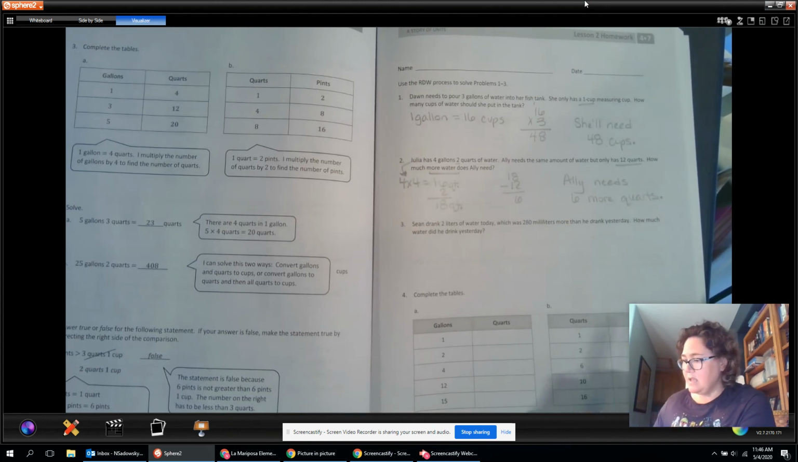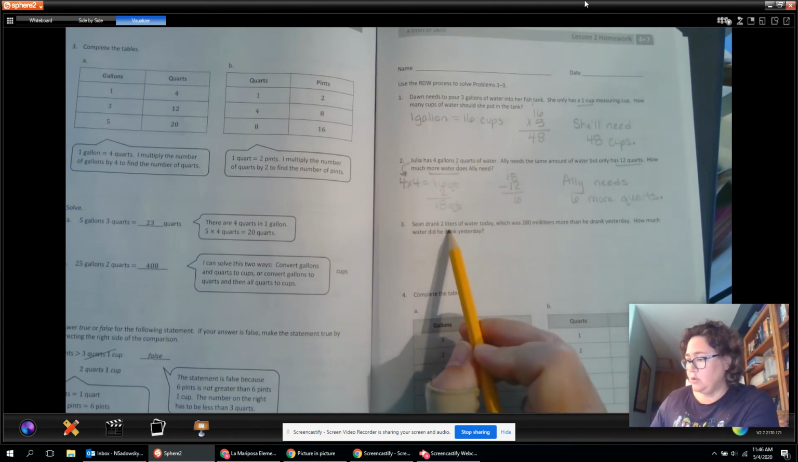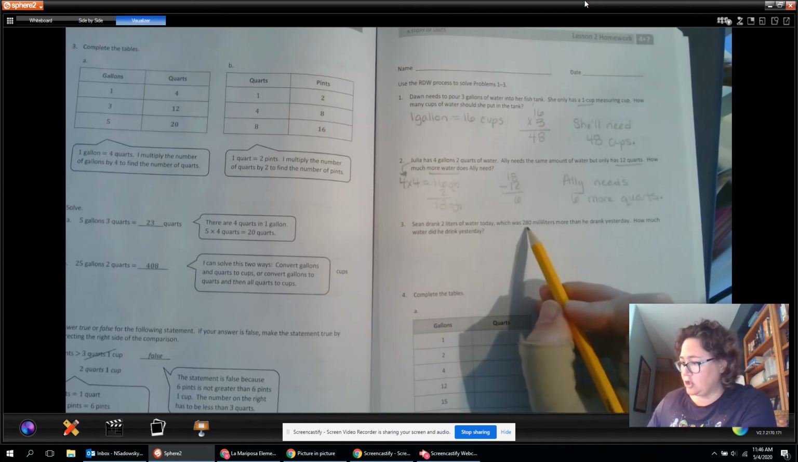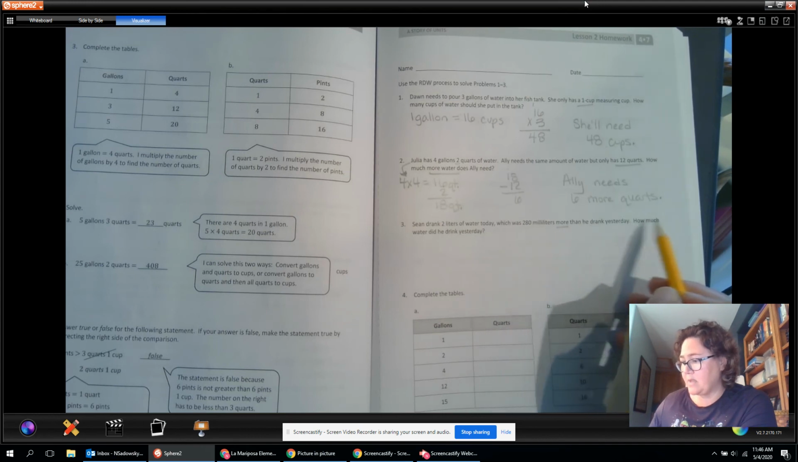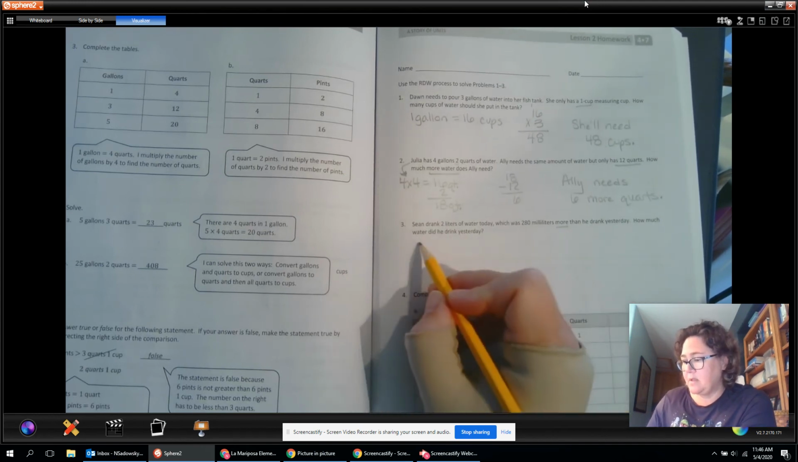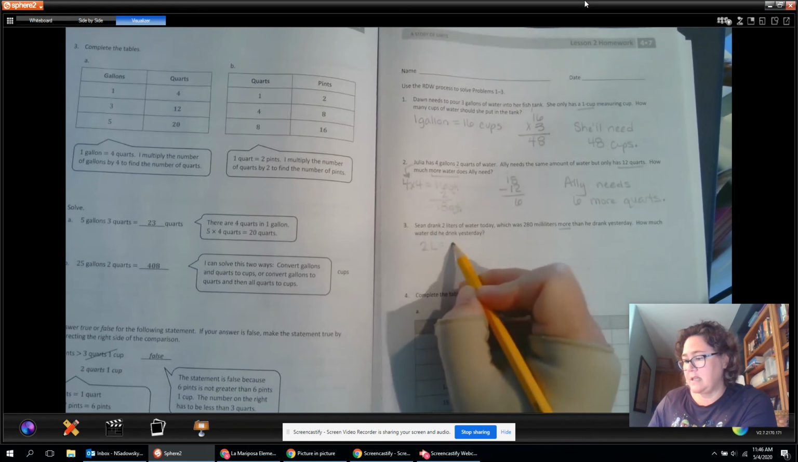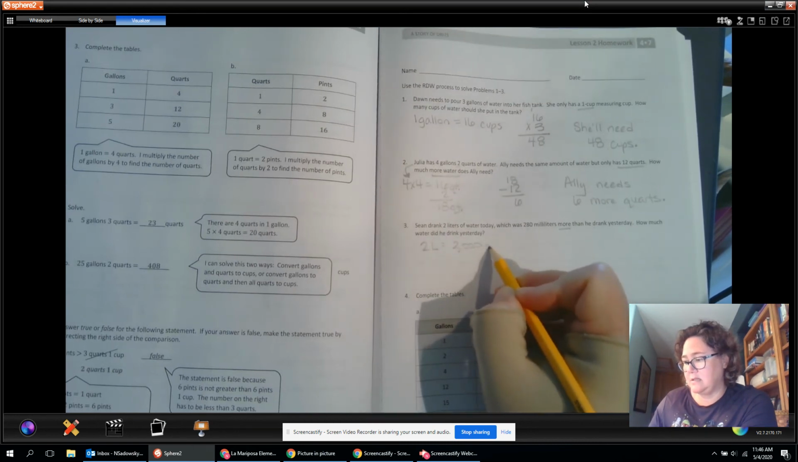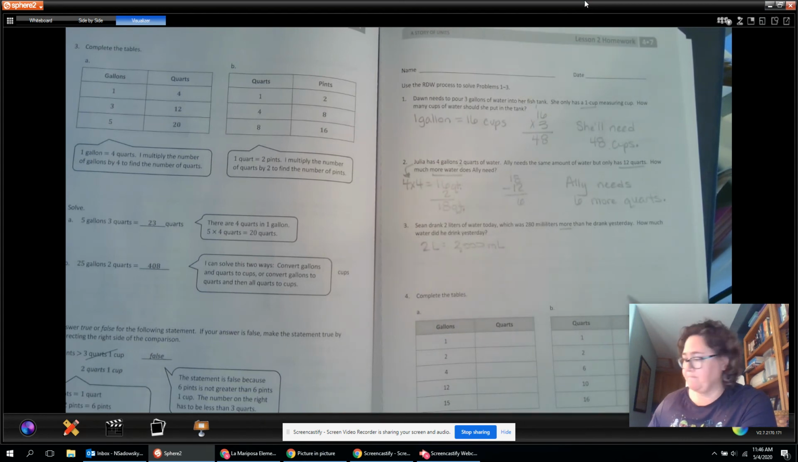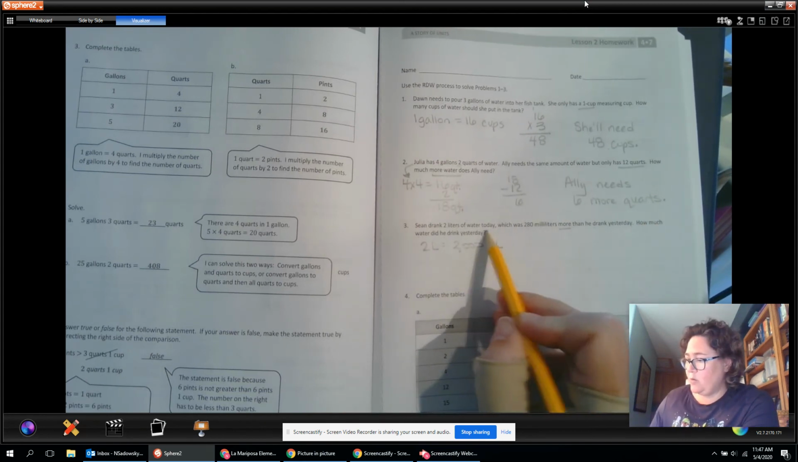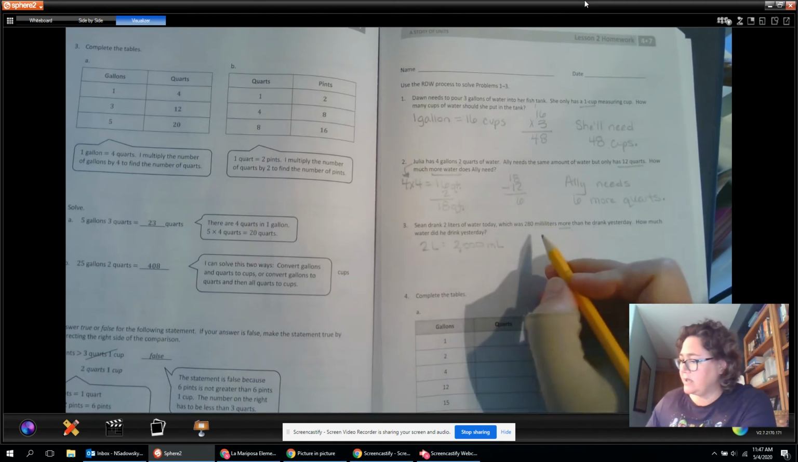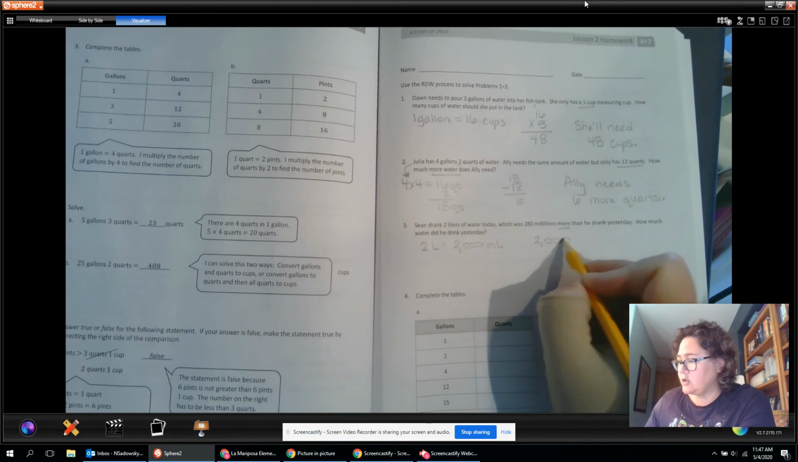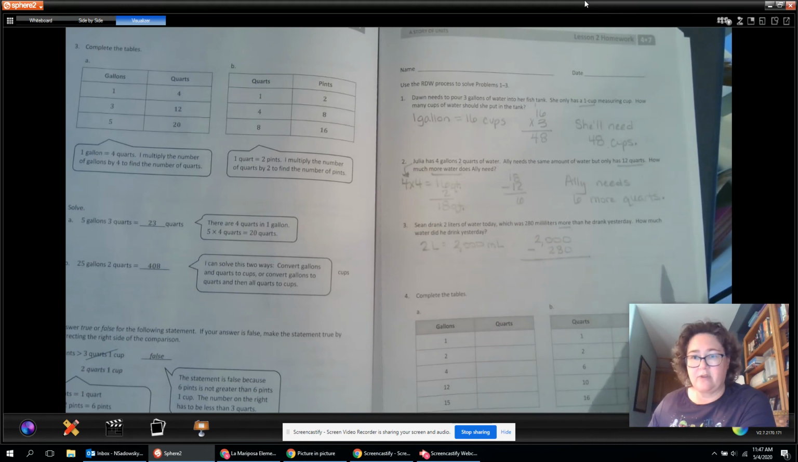Moving right along, Sean drank 2 liters of water today, which was 280 milliliters more than he drank yesterday. How much water did he drink yesterday? Well, 2 liters is the same as 2,000 milliliters. And today was more than yesterday, so yesterday is going to be smaller. So we start with that 2,000 and subtract the 280 more that he drank today.